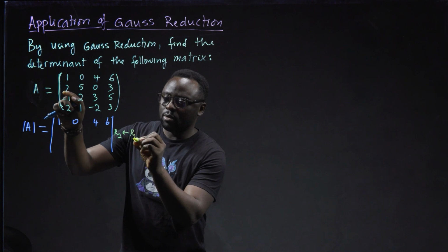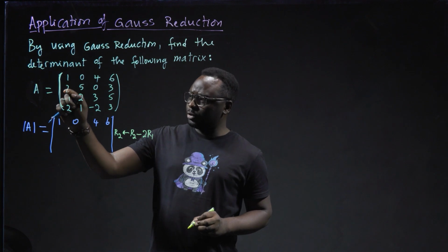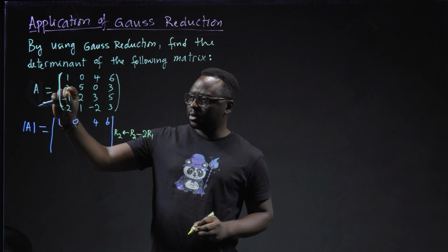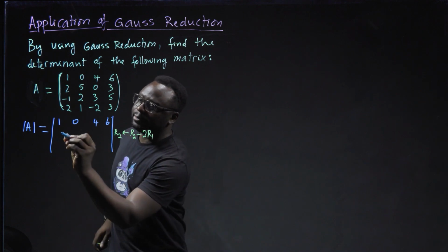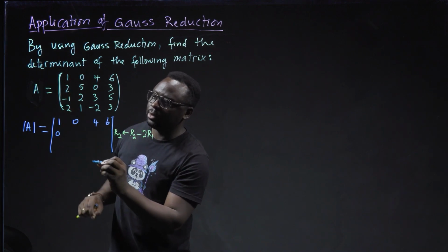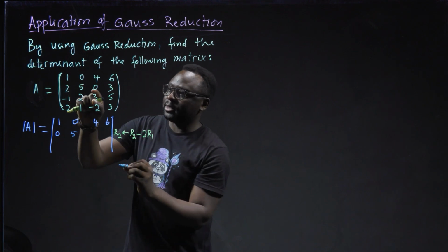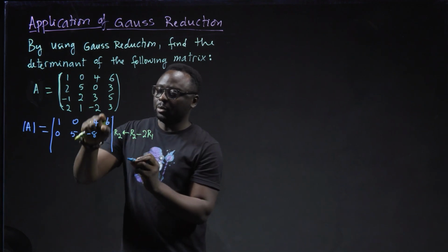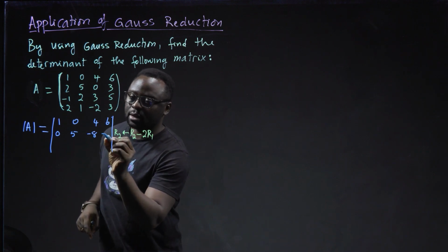So I want the second row to become the second row minus 2 times the first row. Because we have 2 here, I multiply the first row by 2 and subtract from the second row such that we have 0 here. So we have 2 minus 2 is 0. Here is 5 minus 2 times 0, which is 5. Here we have 0 minus 2 times 8, this is minus 8. And the last one, we have 3 minus 2 times 6, so 3 minus 12 is minus 9.